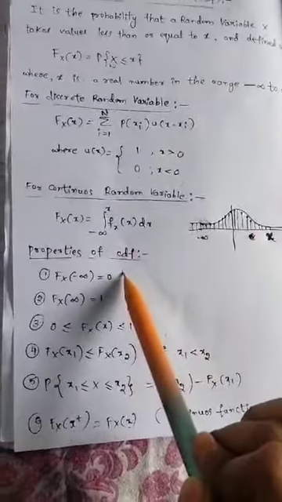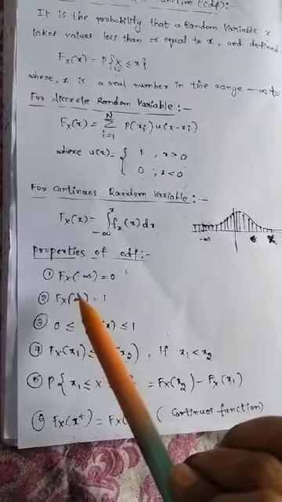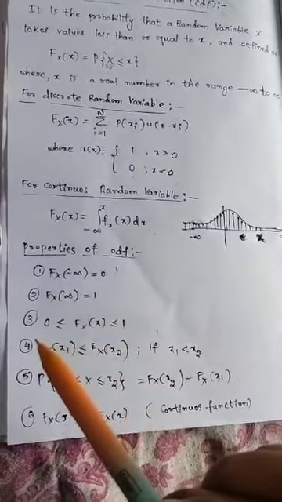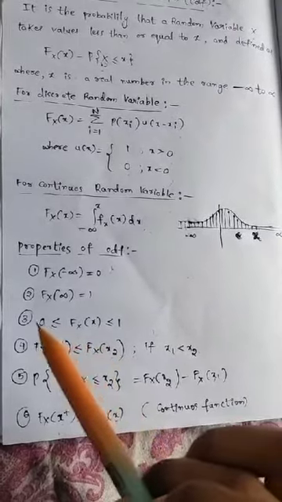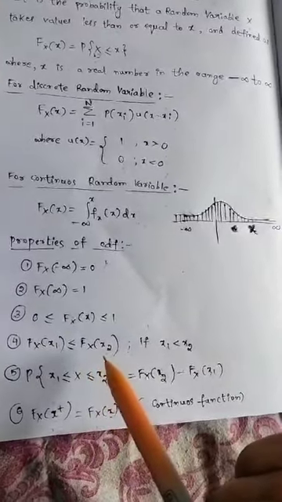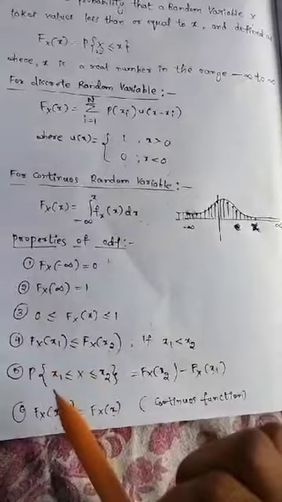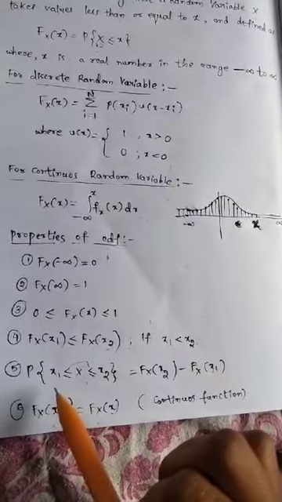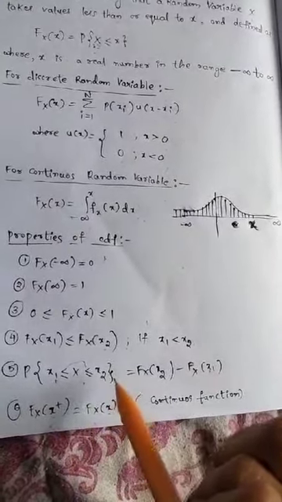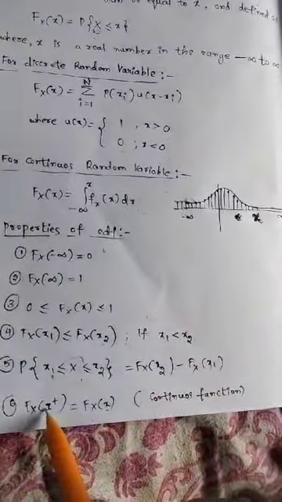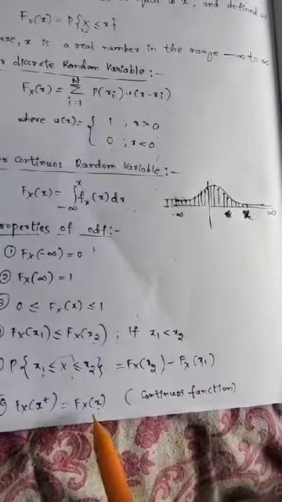The properties of CDF. First one is Fx of minus infinity equal to 0. The second one is Fx of infinity equal to 1. The third property is the distribution function lies in between 0 and 1. The fourth one is Fx of x1 less than or equal to Fx of x2 if x1 is less than x2. The fifth one is the probability of the random variable capital X being greater than x1 and less than or equal to x2, that is equal to capital Fx of x2 minus capital Fx of x1. The sixth property is capital Fx of x plus equal to capital Fx of x, which denotes the continuous function.